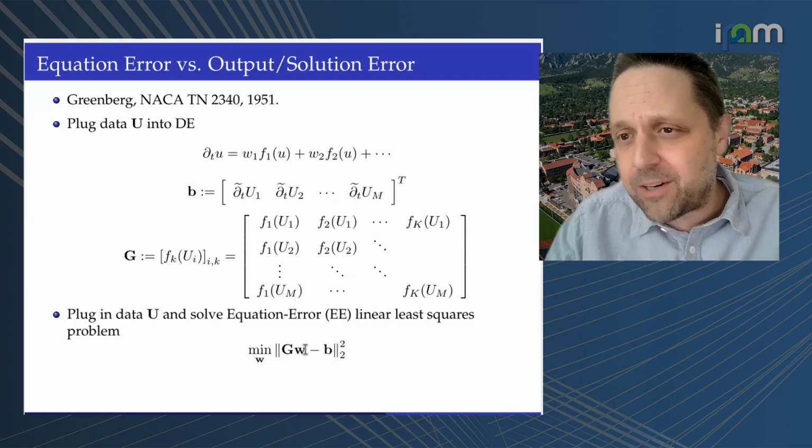And now you can go about identifying your W, which is these linear coefficients here, because now you just have to figure out how to approximate the time derivative for the data, and this all works as a very straightforward regression problem. It's known as equation error least squares.